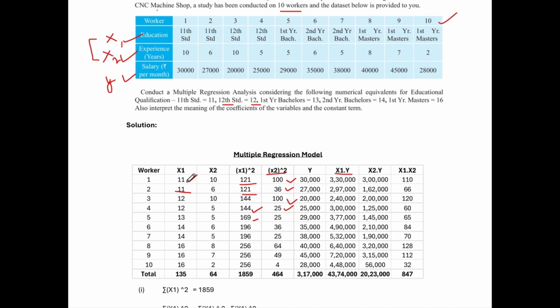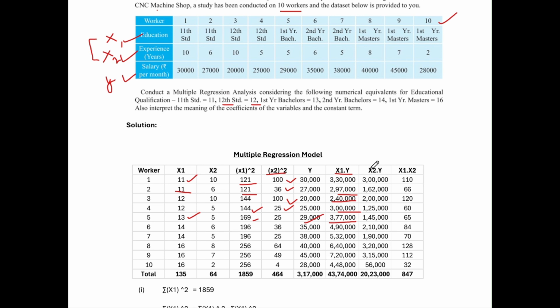x1 is 11 and y is 30,000. 11 into 30,000, 3,30,000. 11 into 27,000, 2,97,000. 12 into 20,000, 2,40,000. 12 into 25,000, 3 lakhs. 13 into 29,000, 3,77,000. In the same manner, we will calculate for entire 10 workers.